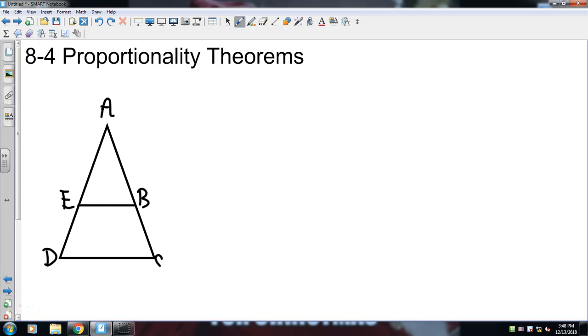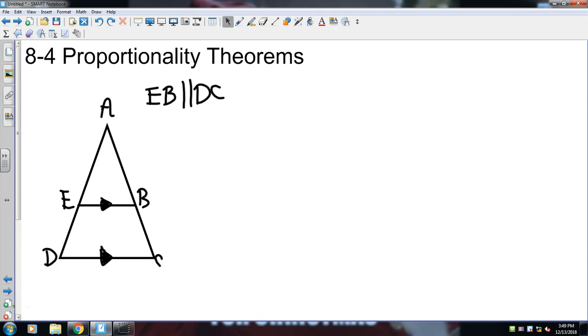Okay, Geometry Chapter 8, Section 4. This is the last section of the chapter. We're going to look at proportionality theorems. So we're going to take a look at this triangle here. We have one relationship there where EB is going to be parallel to DC. Okay, so we'll put the little parallel triangles on it. Not congruent, but parallel.